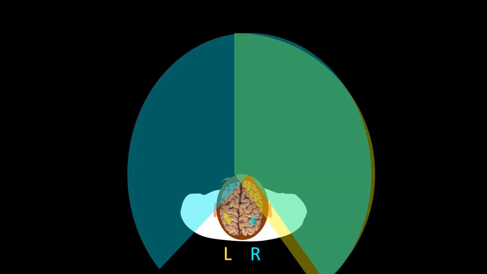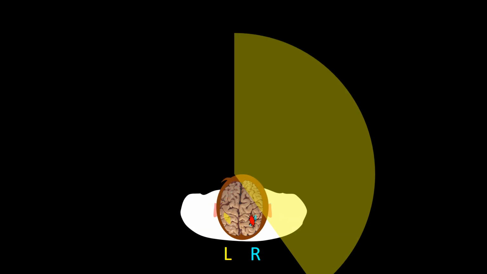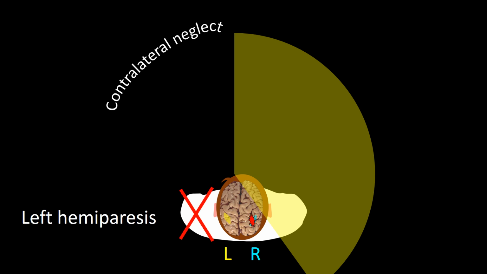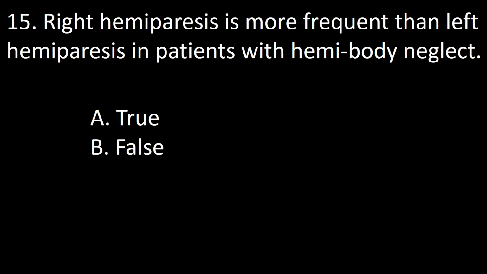On the other hand, a patient with a right posterior parietal lesion will lose the left spatial hemifield perception. Hence, contralateral neglect will be present. And if the lesion expands anteriorly, a left hemiparesis will occur. So the answer to this question is B.